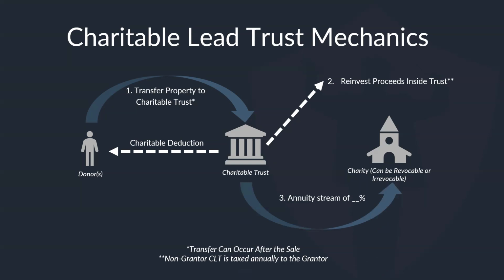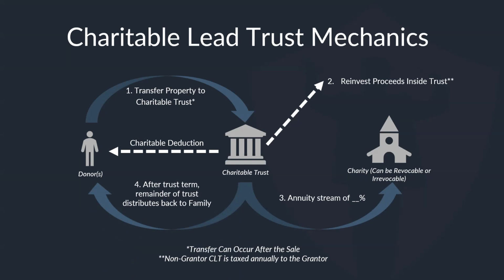We are going to create an annuity stream to the charity every year for a set number of years. So as part of setting up the charitable trust, we'll determine, is this a 5-year, 10-year, 15-year trust, whatever it is. During that trust term, whatever percentage rate we set, that's what we're going to pay out to the charity every year. Now, at the end of that trust term, whatever's left in the trust reverts back to our client.